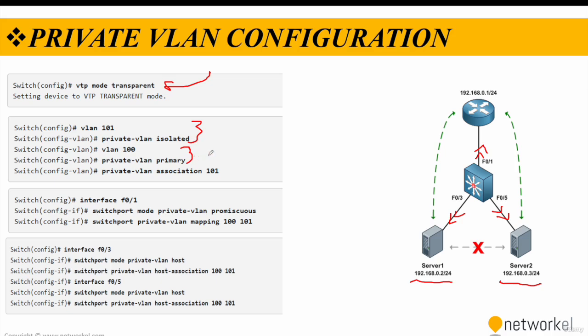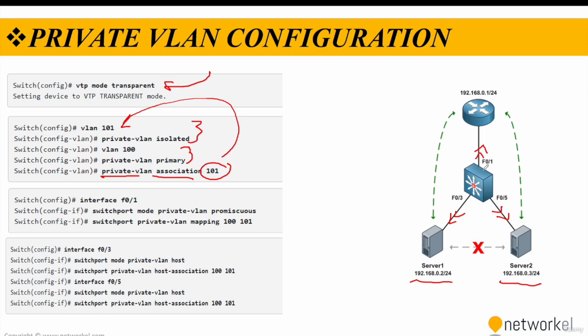This is the main VLAN that contains the secondary VLANs. Okay, it serves as a container for the secondary VLANs. How I am mapping the secondary VLAN to the primary VLAN is by using private-vlan association 101, which is my isolated VLAN. Then in the third step, I'm going ahead and defining my port types like promiscuous or host.